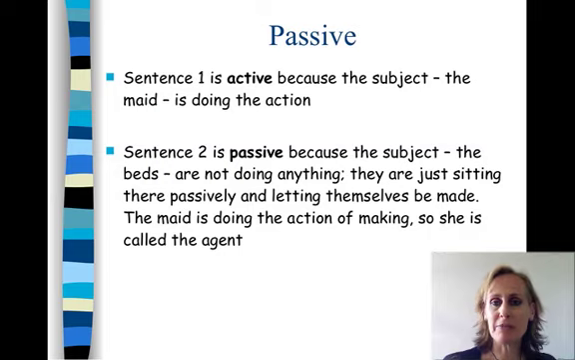Sentence 1 is active because the subject, the maid, is doing the action. Sentence 2 is what we call passive because the subject, the beds, aren't doing anything. They're just sitting there passively and letting themselves be made. The maid is doing the action of making, so she's called the agent.